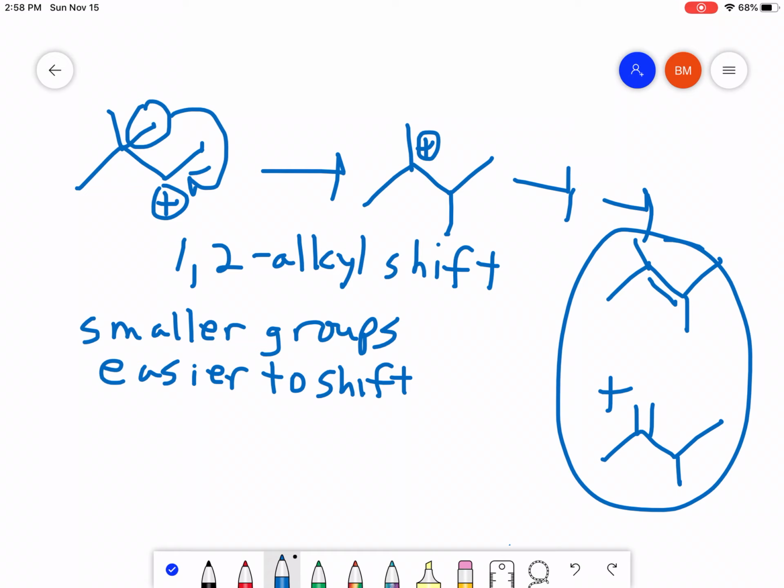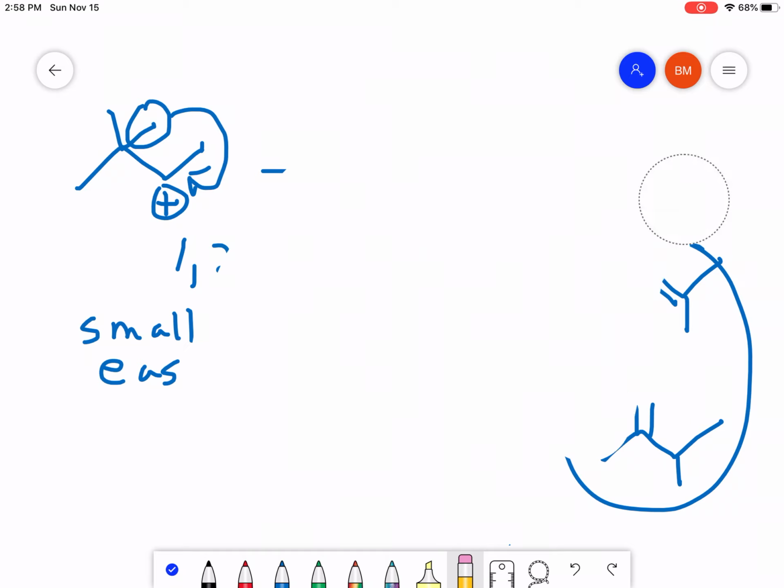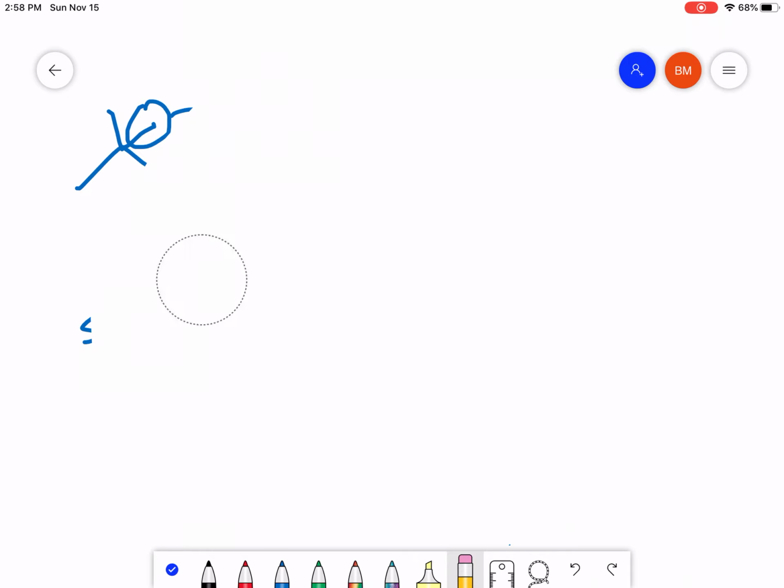Sneaky, sneaky. It's one of the most annoying things to have happen to you when you're predicting a product, but it's something you absolutely have to look out for. Unfortunately, this is something you have to look out for in any mechanism that produces a carbocation, even the mechanisms from chapter 7 and 8.